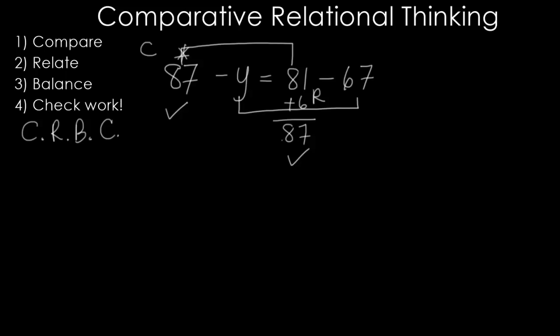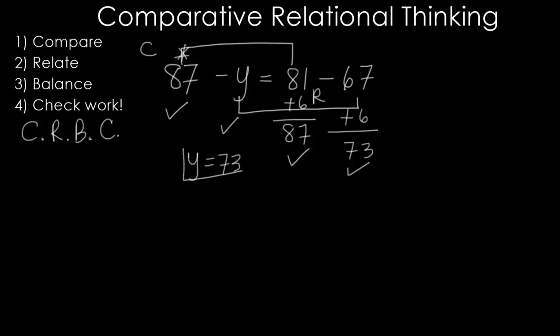Remember, in subtraction, balance means we're going to do the same operation on the same side of the equation, okay? So if I added 6 over here, I'm going to add 6 here. So 67 plus 6 is 73. And so that means my y is 73, okay?